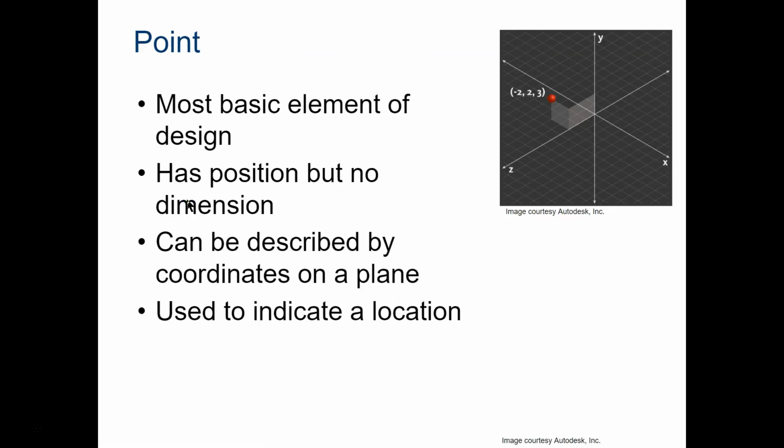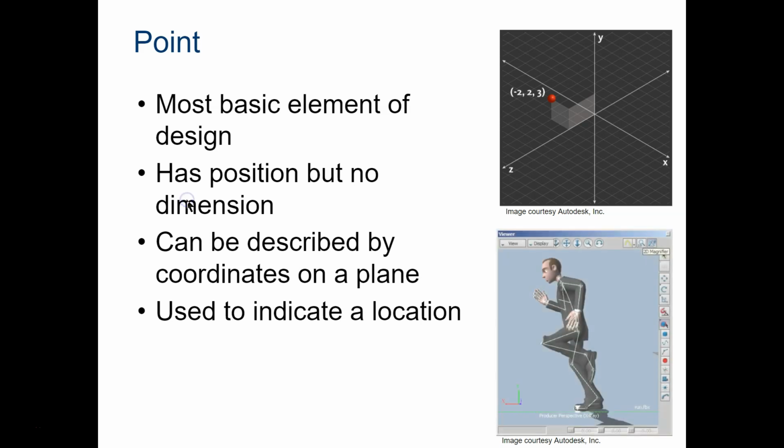So let's remember that a point is the most basic element of design. There's absolutely no dimension to it. There's just a position, or we use it to indicate some type of location. We can describe this on a coordinate plane. Here we see that the point of this rectangular prism is at -2 in the x, 2 in the y, and 3 in the z.